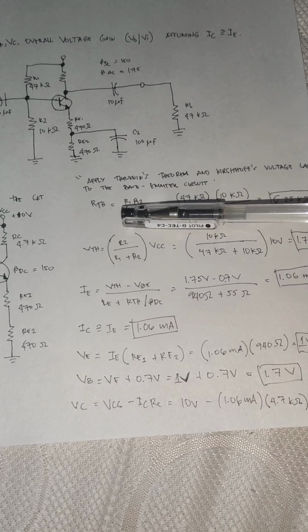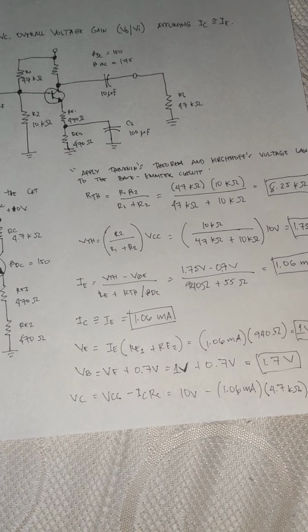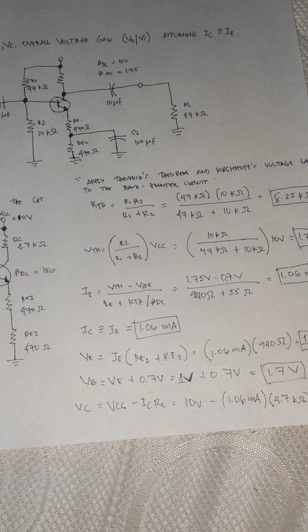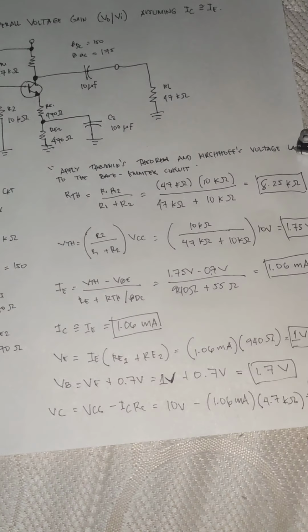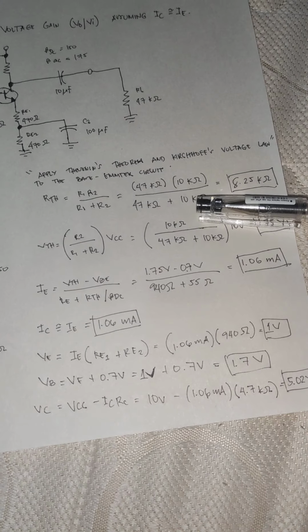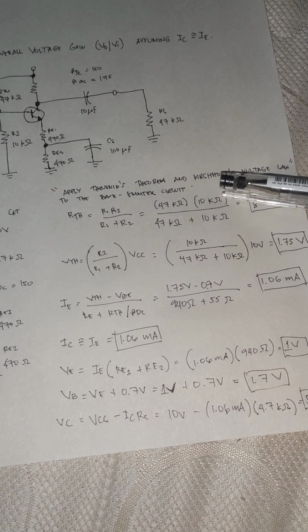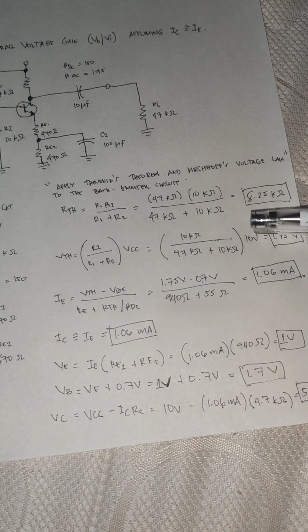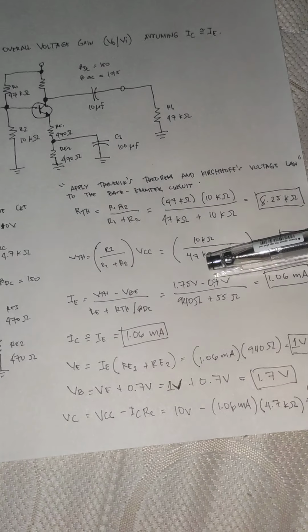Kanang gibuhat, gi-solve na ko ang VTH which is kaniyang formula. So VTH is equal to R2 over R1 plus R2 times VCC. Substitute the value: 10 kilo ohms over 47 kilo ohms plus 10 kilo ohms times 10 volts equals 1.75 volts.